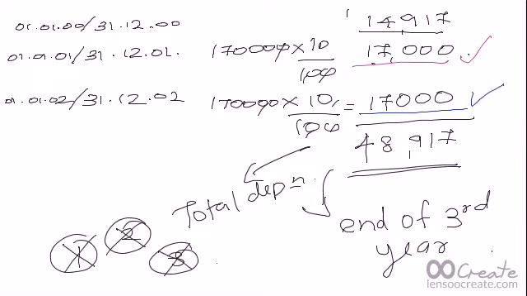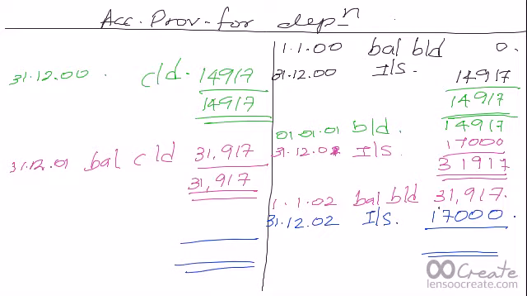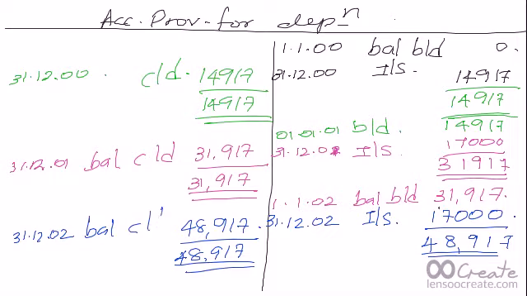Third year, it is 17,000 back again. So 31/12/2002 income statement 17,000. Let's balance this. 31,917 plus 17,000 is 48,917. 31/12/2002, balance carried down. 1/1/2003, balance brought down of 48,917.